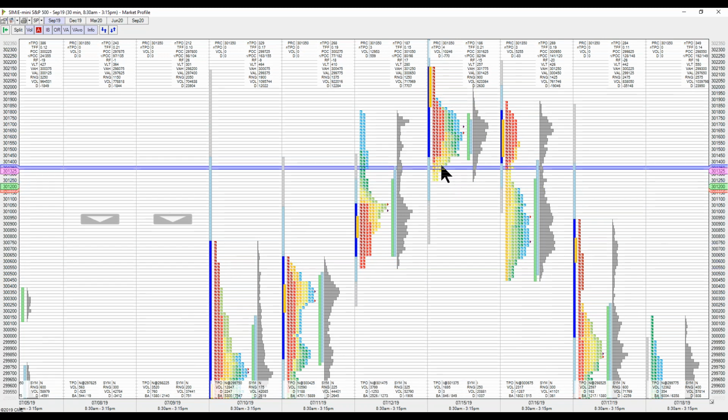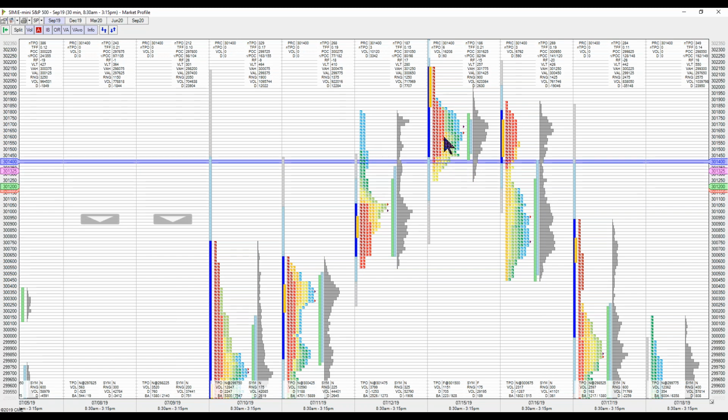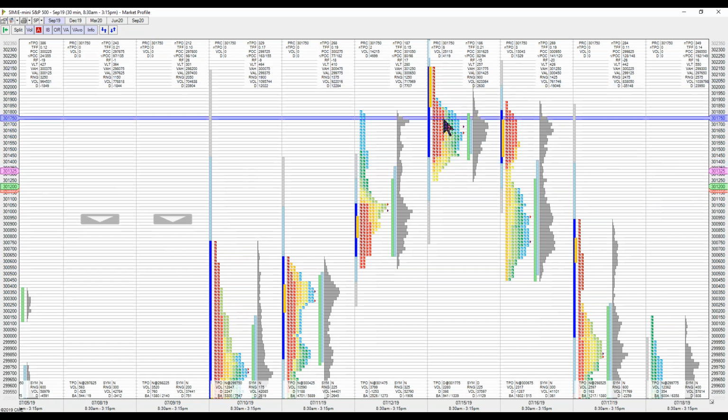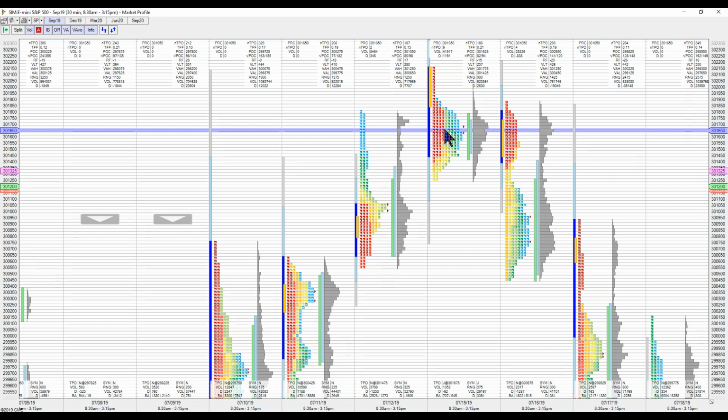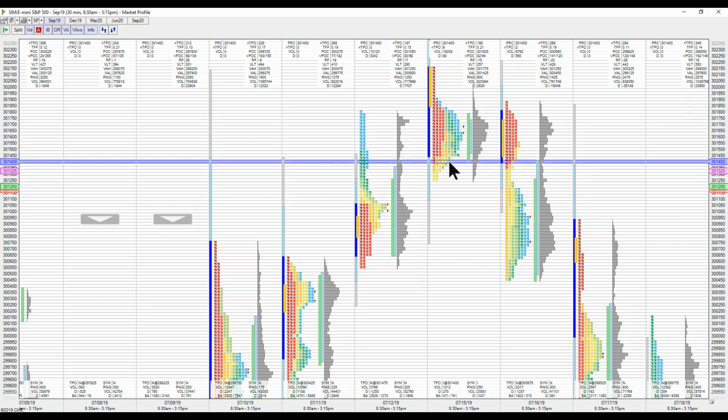The following Monday, we would be looking for some continuation to the upside. We would be looking for longer, stronger money to need to or want to adjust inventory to the long side or to get out of shorts. Okay? But it didn't happen.